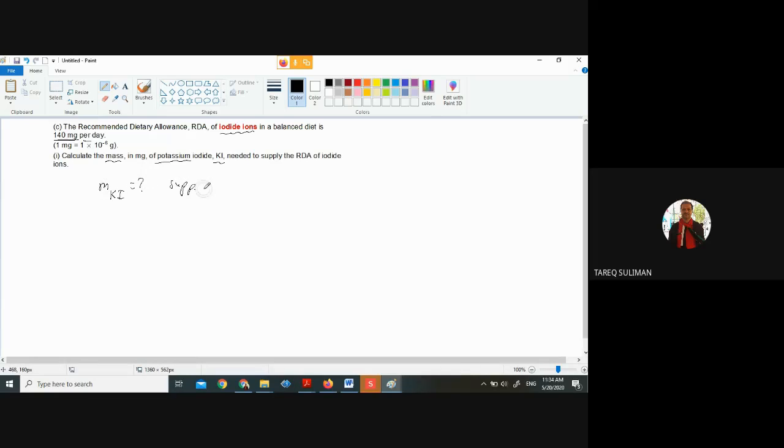supplies what? Supplies the diet, supplies us with 140 milligrams of what? Of I minus. Is this the question or not? How to calculate the mass of potassium iodide? Yes, who can help me?